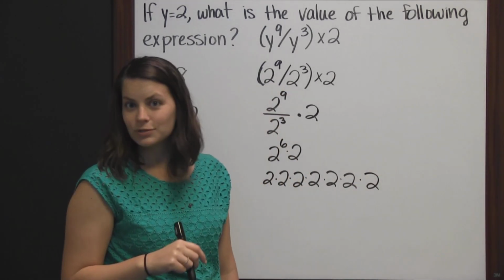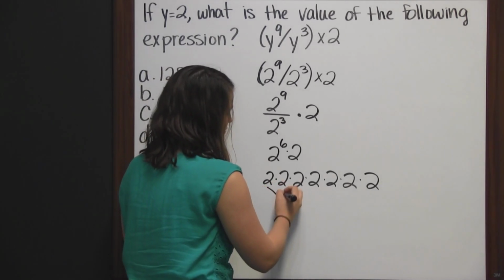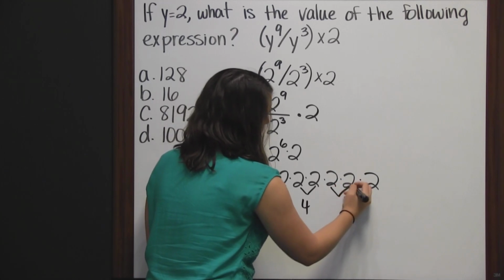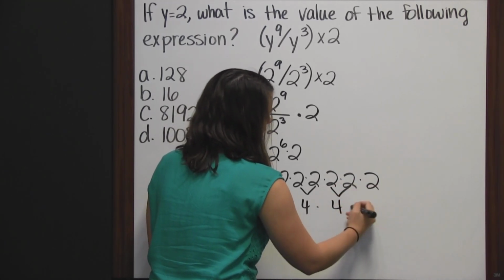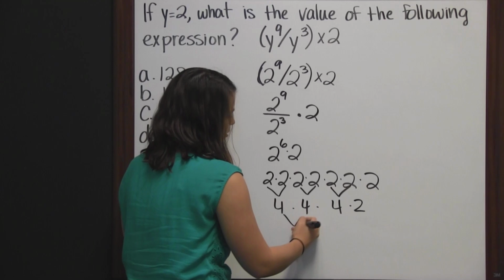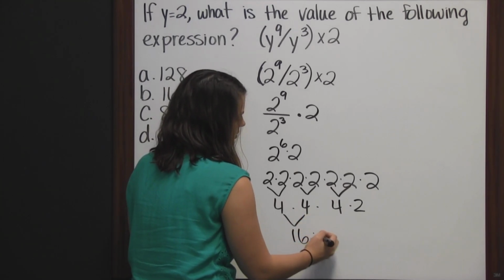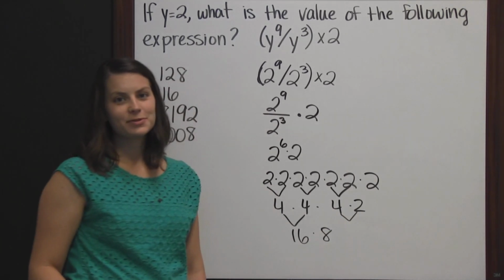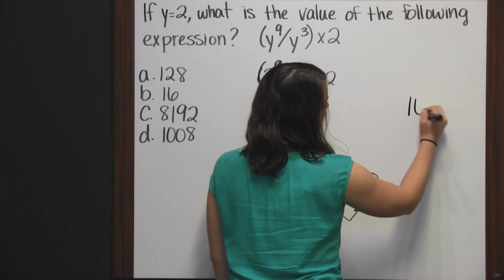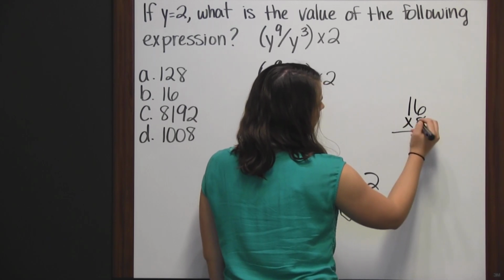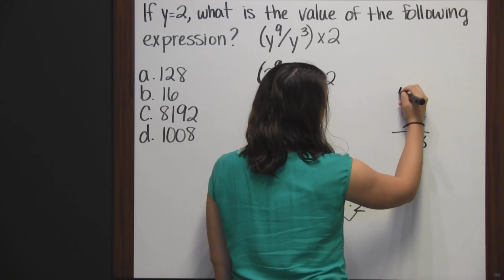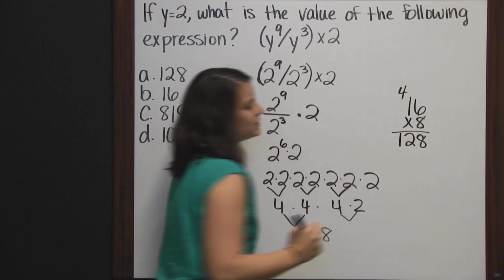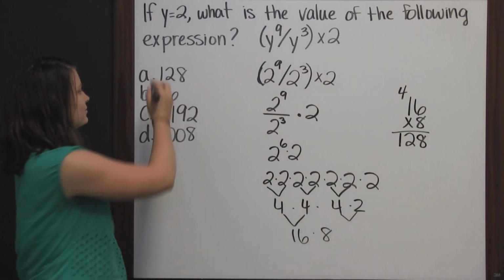So all we have to do is multiply all these 2's. 2 times 2 is 4, 2 times 2 is 4, 2 times 2 is 4, and then times 2. 4 times 4 is 16, and 4 times 2 is 8. So now I just need to multiply 16 times 8. 8 times 6 is 48. Carry the 4. 8 times 1 is 8. Plus 4 is 12. So it's 128.